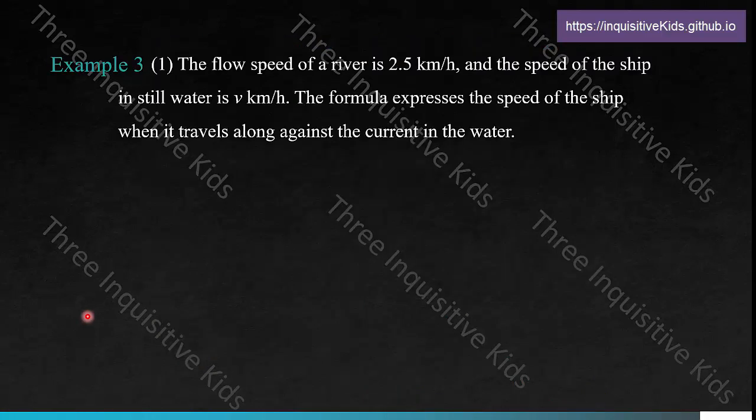Example 3. The flow speed of a river is 2.5 kilometers per hour, and the speed of the ship in still water is v kilometers per hour. The formula expresses the speed of the ship when it travels against the current in the water. Over here, it actually means write a formula that expresses the speed of a ship when it travels against the current in the water. Pause the video and do that.